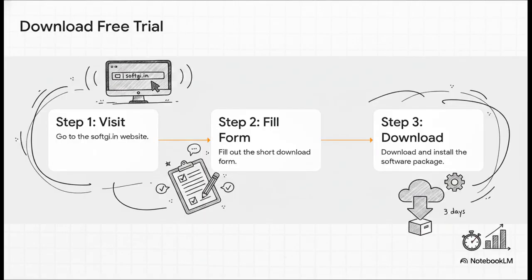Getting a trial version seems really straightforward. You just have to go to the official website, that's softg.in, fill out a quick form, and then you can download the software. The source mentions a 3-day free trial, which is great because it gives you a chance to test everything out, including that super important risk-free paper trading mode.